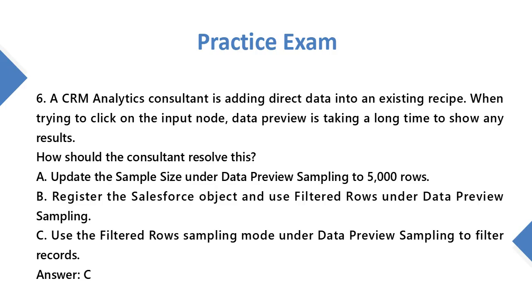A. Update the sample size under data preview sampling to 5,000 rows. B. Register the Salesforce object and use filtered rows under data preview sampling. C. Use the filtered rows sampling mode under data preview sampling to filter records. Answer: C.